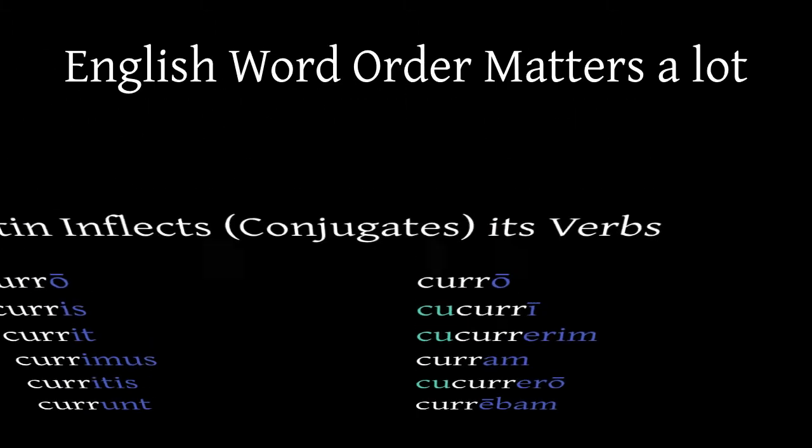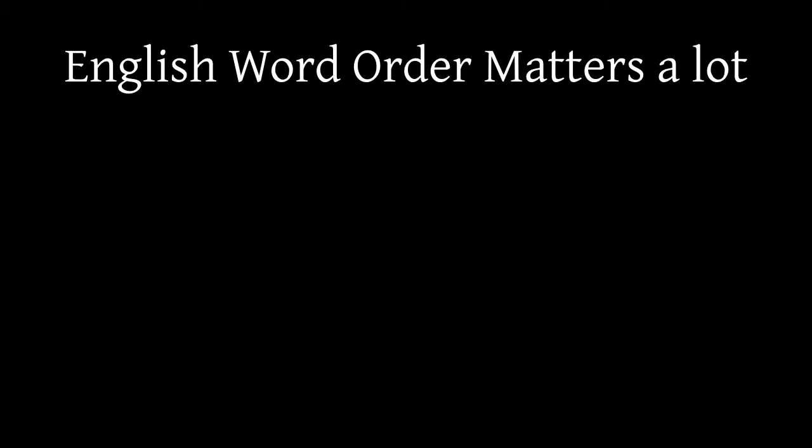So, not only does Latin inflect its verbs, but it also inflects its nouns, adjectives, and pronouns. We call this declension or declining. We decline nouns, adjectives, and pronouns, and we conjugate verbs. So, does English do that? Do we decline anything? The answer is yes, but barely.